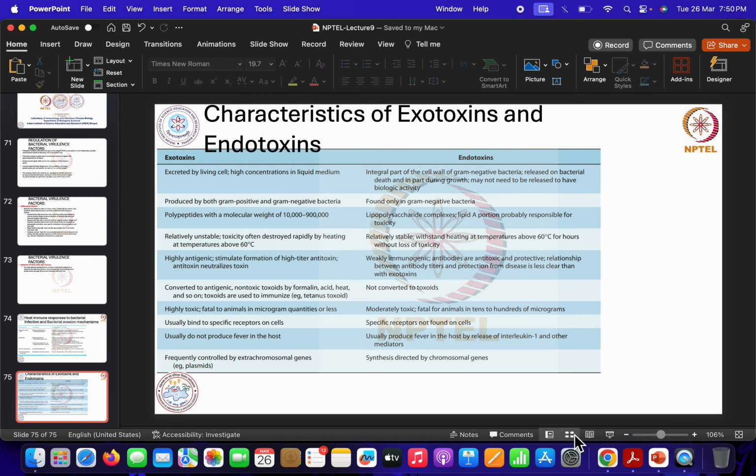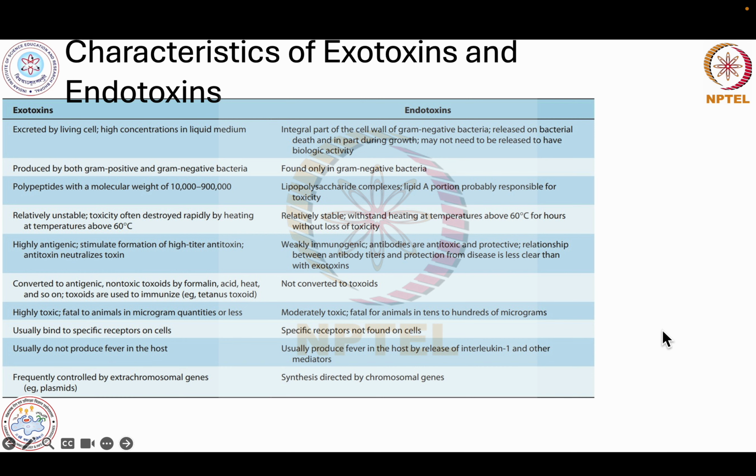The last thing we will discuss is the characteristics of exotoxins and endotoxins. Exotoxins are excreted by living cells, with high concentration in liquid media, and endotoxin is an integral part of the cell wall of gram-negative bacteria. Exotoxin is produced by both gram-positive and gram-negative bacteria. Endotoxin is found only in gram-negative bacteria.